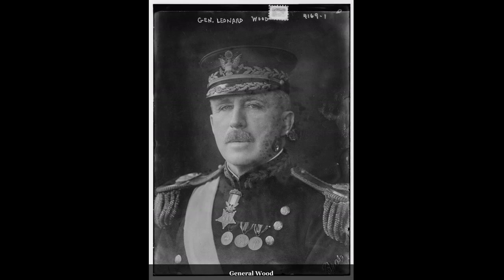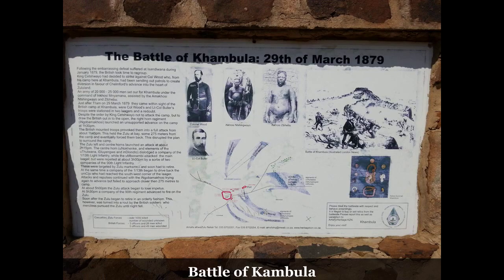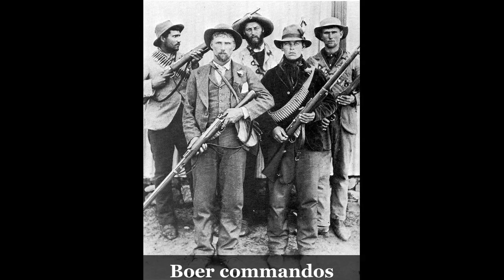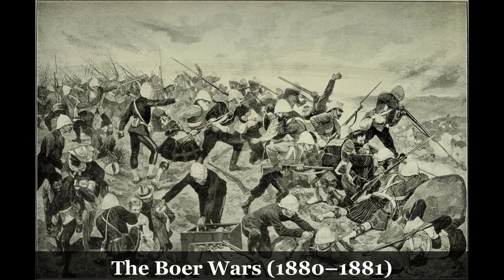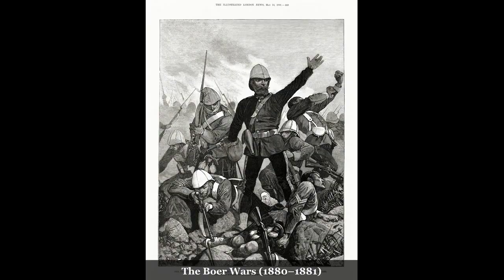On March 23, 1881, a British force led by General Wood defeated a group of Boer commandos at the Battle of Kambula, killing or wounding over 100 Boers. However, the Boers quickly regrouped and launched a counterattack, forcing the British to retreat.